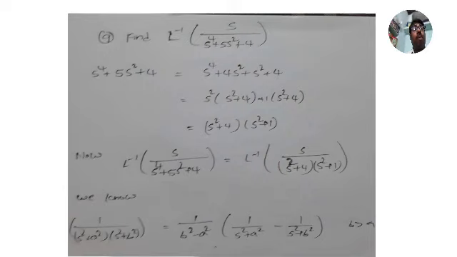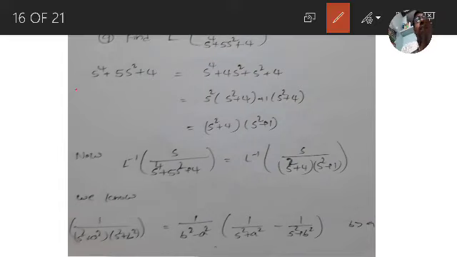Yes, the last problem of this class, this is the last one, ninth problem. What it says is, find L inverse of s by s power of 4 plus 5s square plus 4. So denominator is s power of 4 plus 5s square plus 4. Now you have to write in factors. 5 can be written as 4 plus 1. If you add, you will get 5. If you multiply, you will get 4.